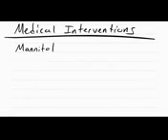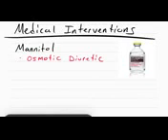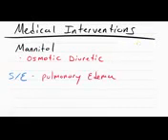Alright, now the medical interventions. The main medication that's going to be used for increased intracranial pressure is called mannitol. This is an osmotic diuretic that pulls the fluid from the brain tissue and it pulls it into the vascular space. Now, because it pulls fluid into the vessels, there's a chance that there will be too much fluid for the heart to pump, causing the fluid to back up into the lungs, causing pulmonary edema.